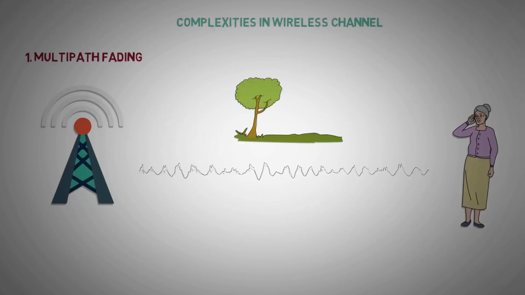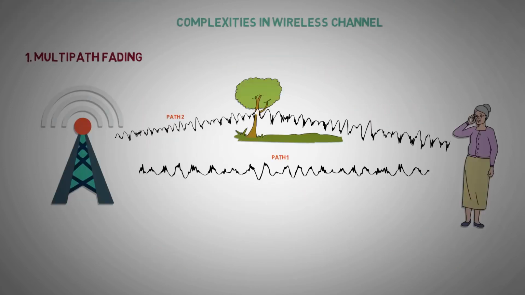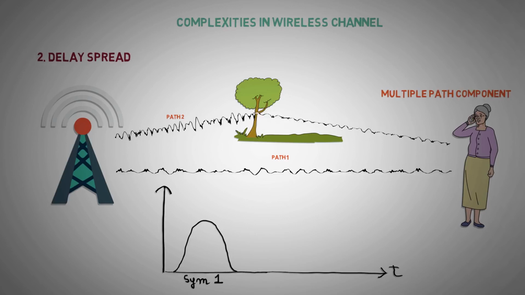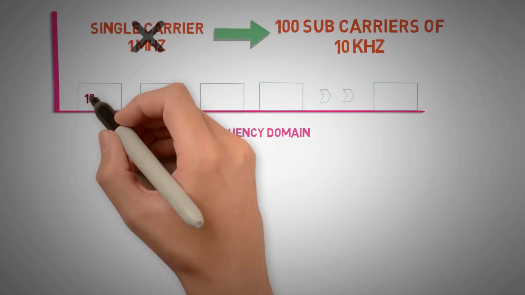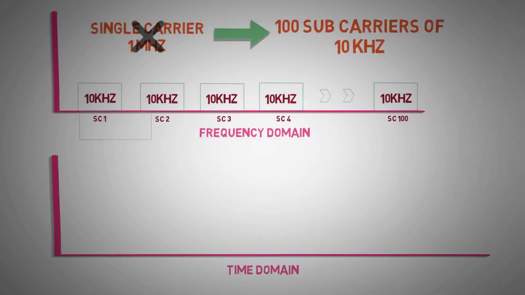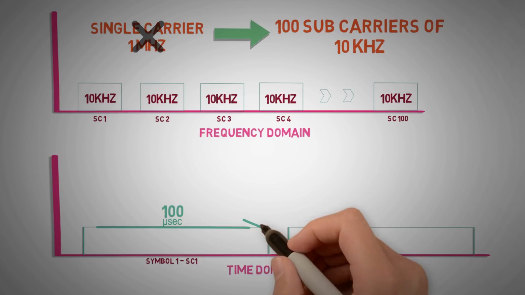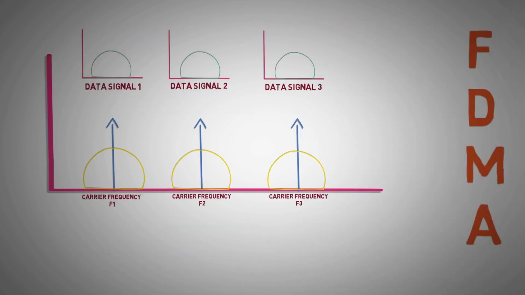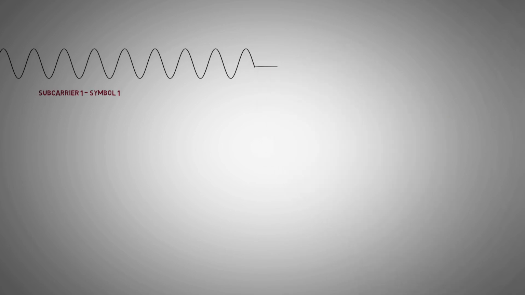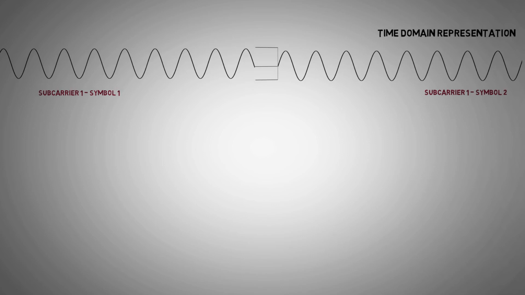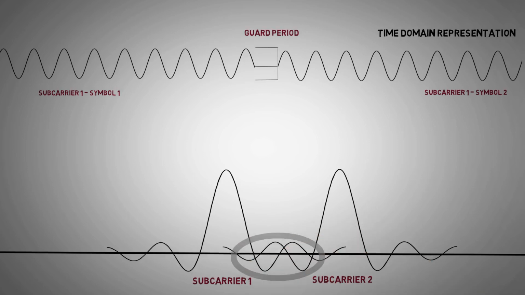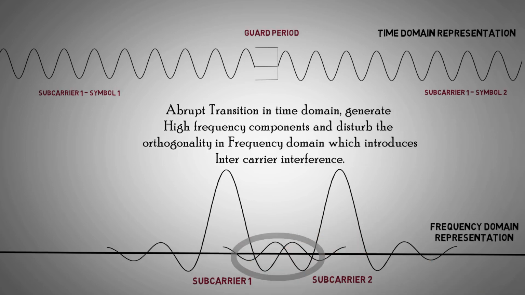Now, previously we have shown that in a wireless channel, due to multipath propagation, we face delay spread and inter-symbol interference. We have also discussed how its effect can be reduced by increasing the symbol duration, and how guard periods were used to eliminate it. But abrupt changes in the time domain during the transition period, from symbol to guard period, cause inter-carrier interference in the frequency domain and disturb the orthogonality between subcarriers.